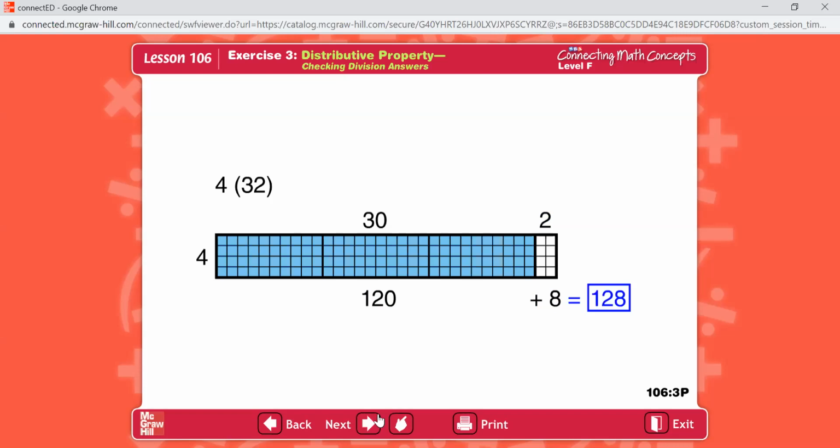$128 divided by 4 equals 32, because we have 32 in each row. We know we have 30 right here, plus 2 is 32. $128 divided by 4 equals 32, just like 4 times 32 equals 128. Notice, multiplication goes forward, division goes backwards.